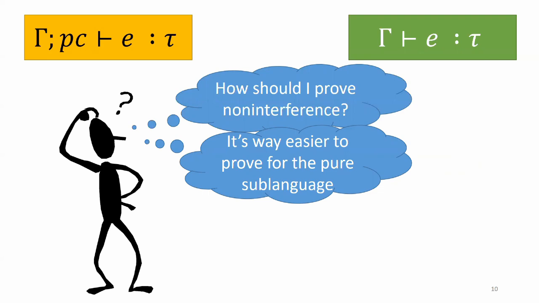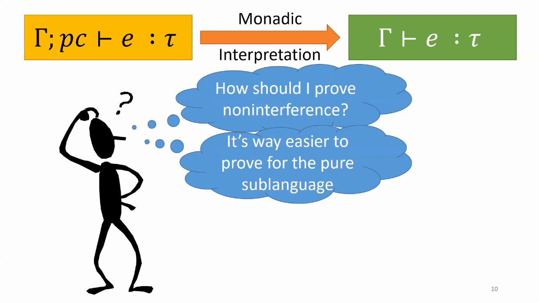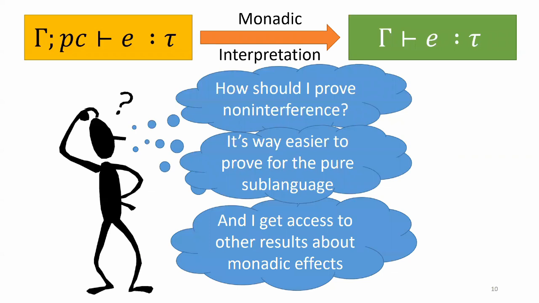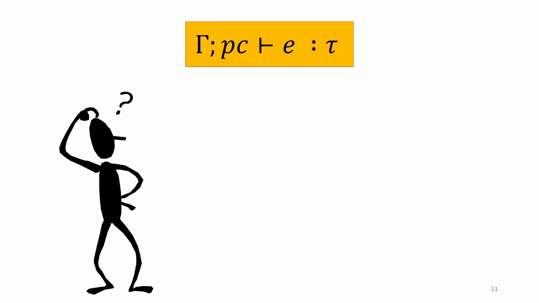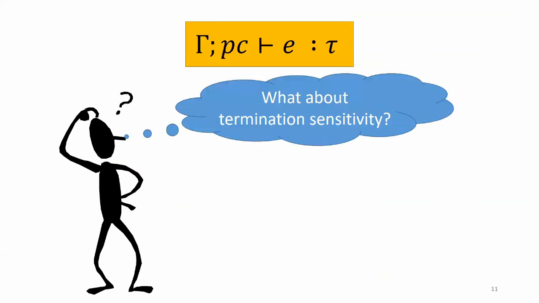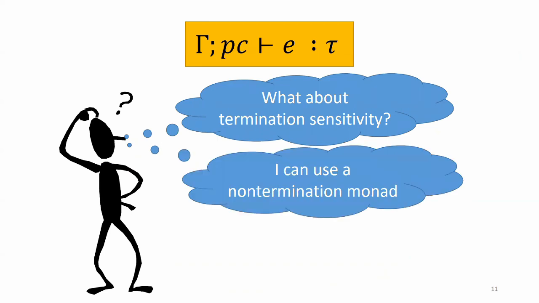What our model suggests you can do is use a monadic interpretation of the effects in his full language, and thus only need to prove non-interference for the pure language. Moreover, this also gives him access to other results about monadic effects, such as results about optimization. We refer to this proof technique as non-interference half-off because you only have to prove non-interference for the pure sublanguage, a much simpler job. Moreover, if our friend is concerned about termination sensitivity, he can prove his language termination sensitive by using a non-termination monad as part of his effect.